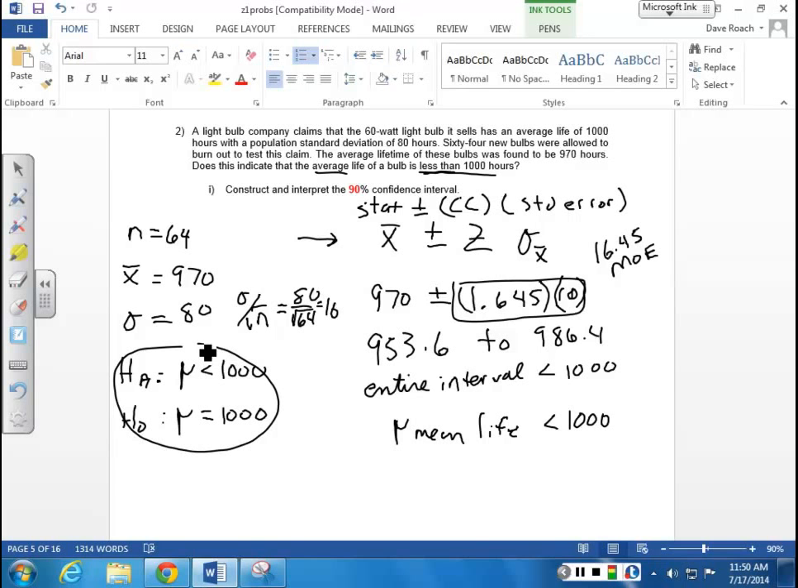It's as if this whole range is one number. Just think of it as one block number. We can say that it's less than 1,000. We can say that the population mean is less than 990. We cannot say that the population mean is less than 980 because 980 is part of this number, part of the interval.